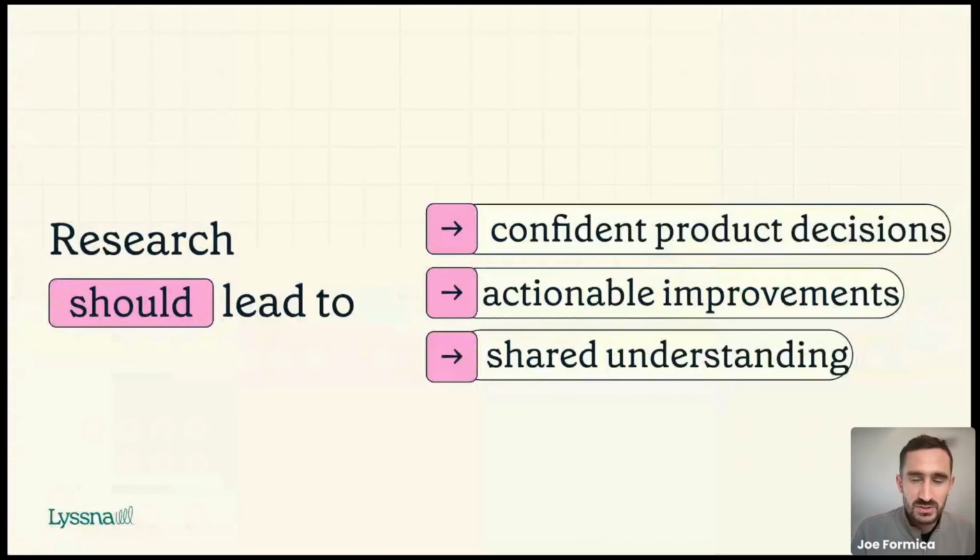Okay, research should, keyword, lead to confident product decisions. If you're trying to decide, should we build feature A or feature B? What are we going to spend our next 2 months working on? Research should get you there and lead you to an answer that your team is aligned on, that you can point to real user feedback to justify. Research should lead to actionable improvements.